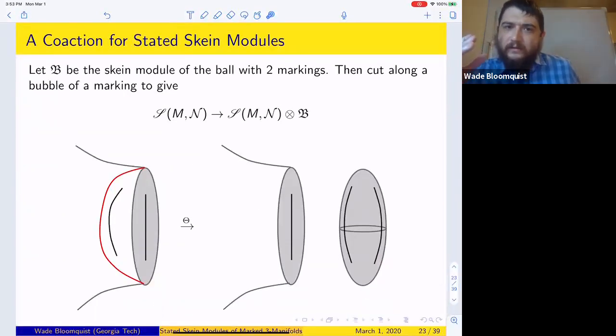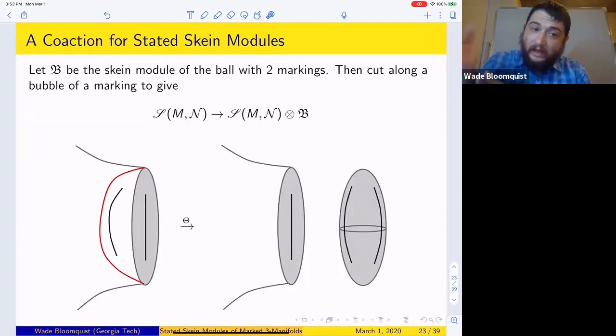Similarly, then, this gives you that all stated Skein modules are comodules of O_q(SL2). In the same way, you just look at one of your markings, blister inwards a little bit, and cut along that disk. You get a ball with two markings. That's a bigon. That's O_q(SL2). So you have a nice comodule structure on the stated Skein modules.